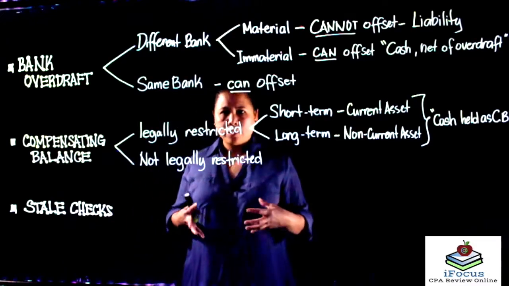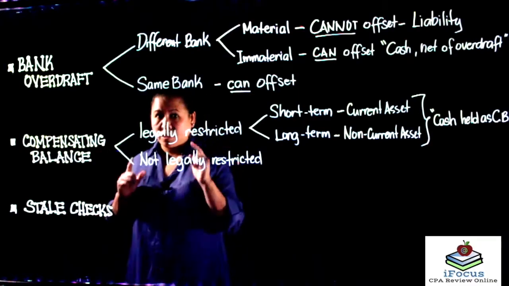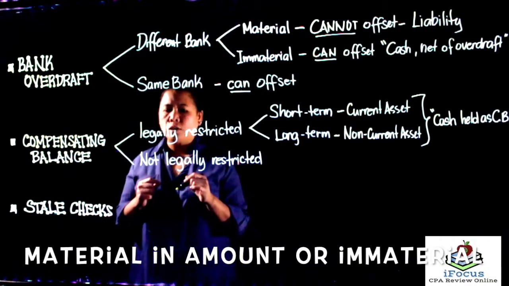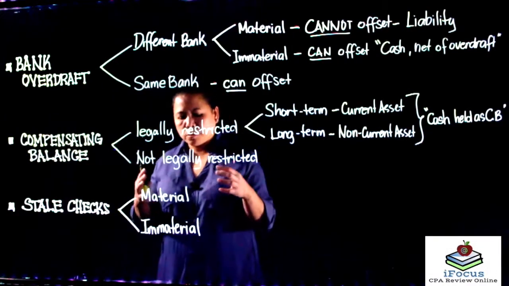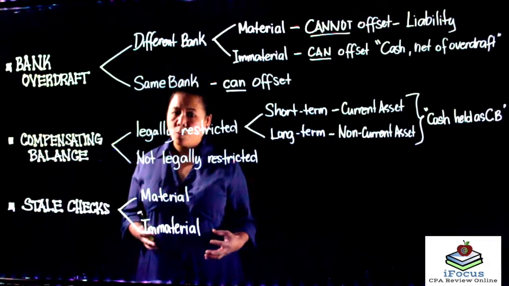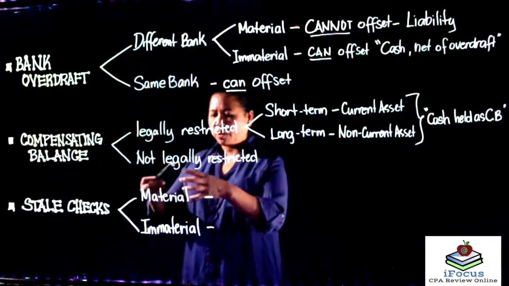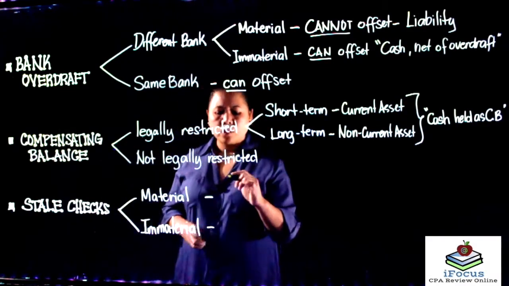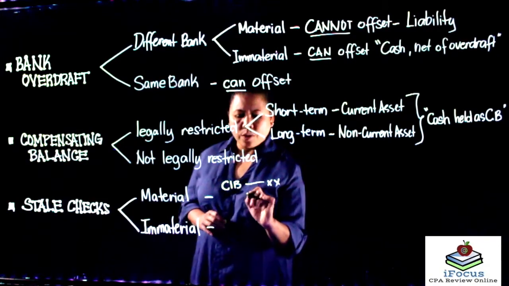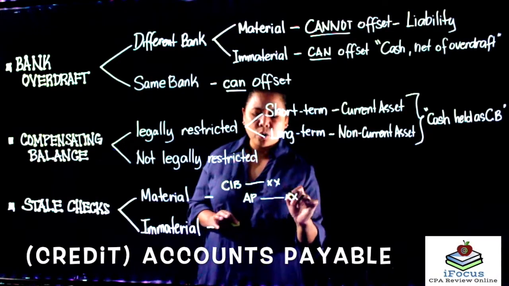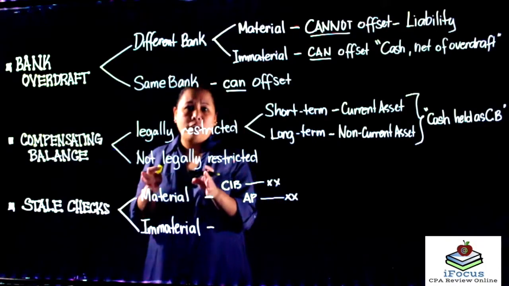So what do we do with the stale checks? How do we account for the stale check? 2 things you have to remember. The stale check is material in amount or immaterial in amount. Whether material or immaterial, we are going to revert it back into our cash in bank. The only difference between these 2 is that on material, we debit cash in bank and we credit accounts payable. So we are going to revert it back to our accounts payable.